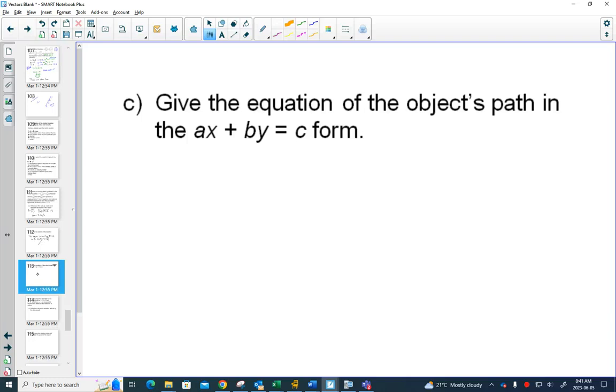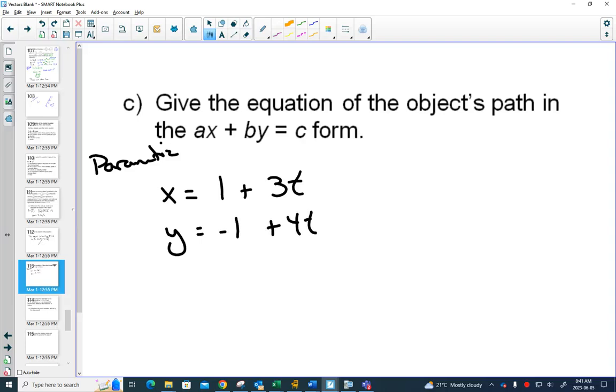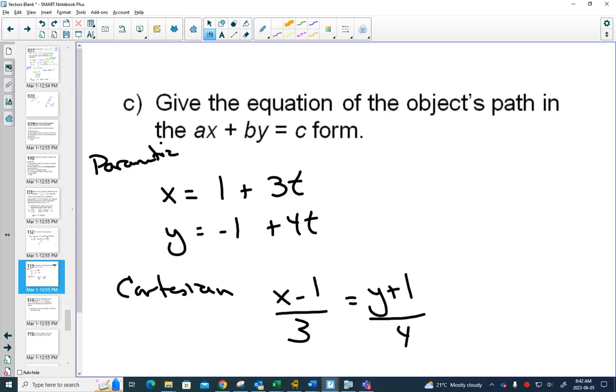So finally it says, can we give it in Cartesian form, ax plus by equals c? Well, right now we had the vector form. We could take the vector form and write the parametric: x equals 1 plus 3t, y equals negative 1 plus 4t. And then from here, we could solve for t. So the first equation, subtract 1 and divide by 3. That would get t by itself. The second equation, add 1 and divide by 4. That gets our Cartesian, which has our x and our y and numbers.